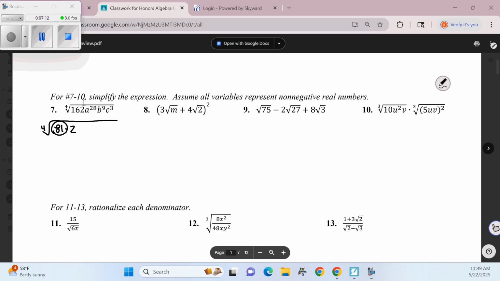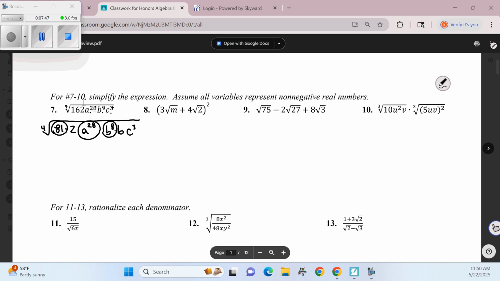In order for a variable, like a, b, and c up here, to be a perfect 4th, the exponent has to be divisible by that index. So 28 is divisible by 4, so 7 times. So a to the 28th, that is a perfect 4th, so that's going to come on out. B to the 9th, the 9 does not divide by 4 evenly, but we could break it up as b to the 8th times b, and then this guy can come out. That's a perfect 4th. And c cubed, the actual exponent here is less than the index. 3 is less than 4, so that's not going to come out.